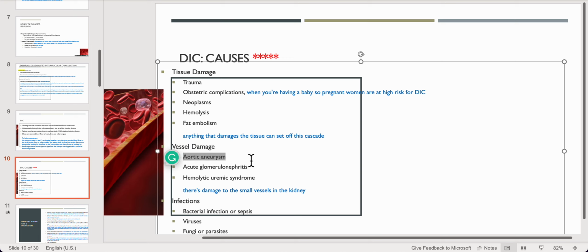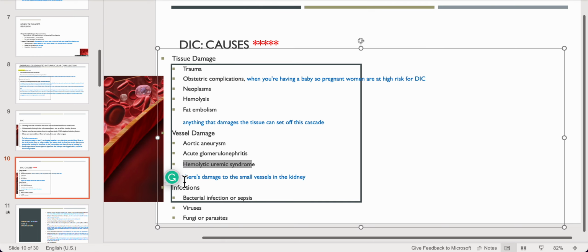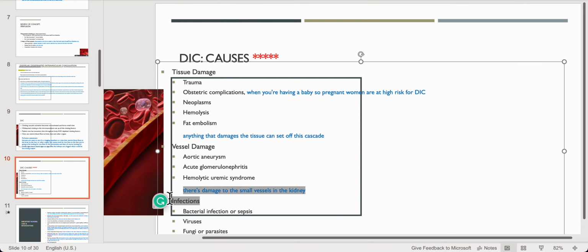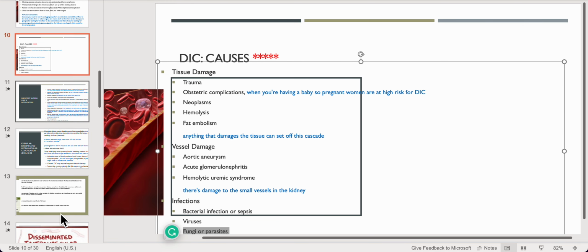Vessel damage, aortic aneurysm, acute glomerulonephritis, hemolytic uremic syndrome. There's damage to the small vessels in the kidney. Infections, bacterial infection or sepsis, viruses, fungi or parasites.